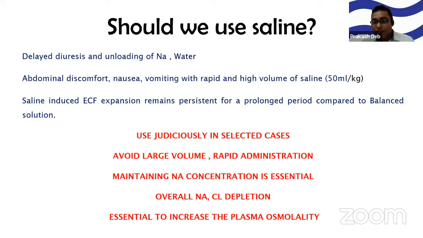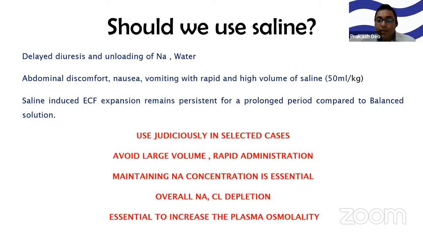So in addition to other ill effects of saline, we can conclude that we can use saline, but we have to use it very judiciously and in selected cases. We should avoid using saline in large volume and rapidly. It has to be mentioned that in some particular cases where maintaining the sodium concentration is very essential, like in cerebral edema, we have to use saline. However, nowadays people are using isotonic balanced solution over NS to avoid the side effects of NS while at the same time maintaining the sodium concentration. The advantage is that they are isotonic compared to RL, which is slightly hypotonic.